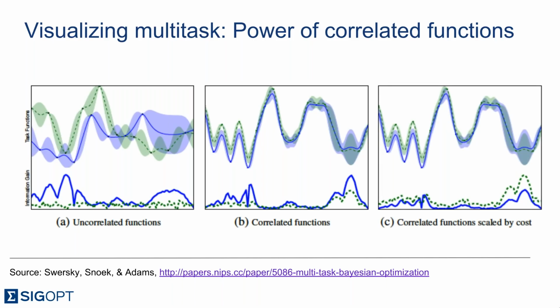Well, what if the green function were cheaper to sample from, and if furthermore, we scale the information gain by the cost of sampling from the function? Then we could actually be collecting information more efficiently, and the rate of information gain could be higher from the green function. And that's what we see here. This shows the power of multitask optimization, where if it's done well, it can be an inexpensive way to learn a lot about expensive functions.